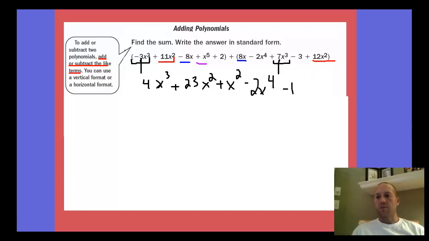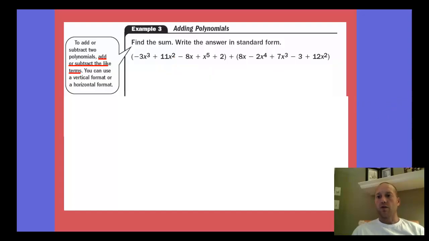I want to do that same problem again for you, but I want to show you how a lot of students actually like to do it vertically. Vertically is when you write them, instead of writing them left to right, in order in standard form, and when we write the second one, we would write it below the like terms.